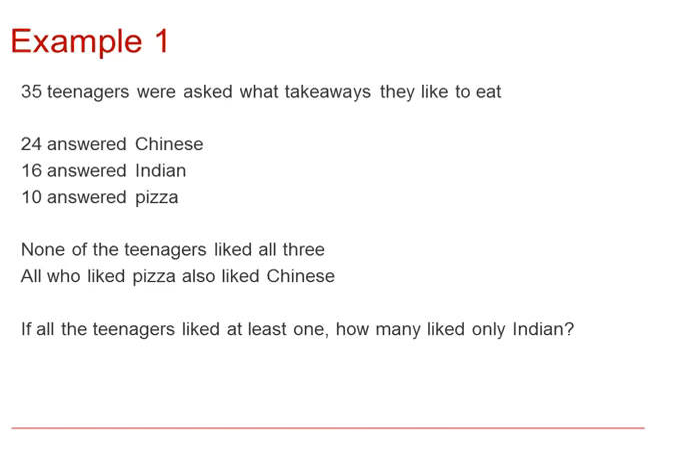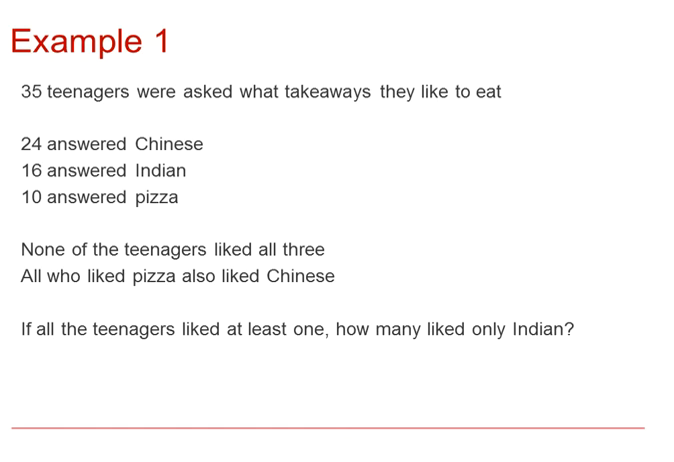Here is an example. 35 teenagers were asked what takeaways they like to eat. So in other words, the number of elements altogether is 35. 24 of these answered Chinese, 16 answered Indian, 10 answered pizza. None of the teenagers liked all three, and all of those who liked pizza also liked Chinese. So the question is, if all the teenagers liked at least one, how many liked only Indian?